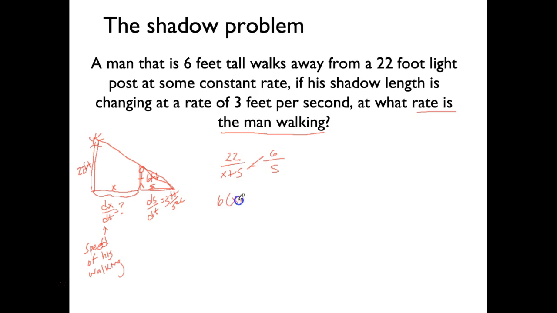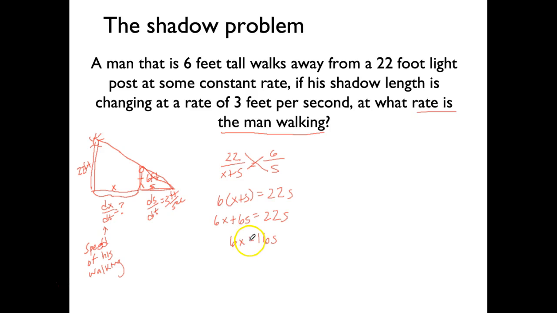6 times x plus s equals 22 times s. Yeah? That's just cross multiplication right there. Now I'm going to distribute this 6. So we got 6x plus 6s equals 22s. I can subtract the 6s over, so it's going to be 6x equals, what is that going to be, 16s, yeah? And this is the easiest way to manipulate it, and now it's easier to take the derivative.